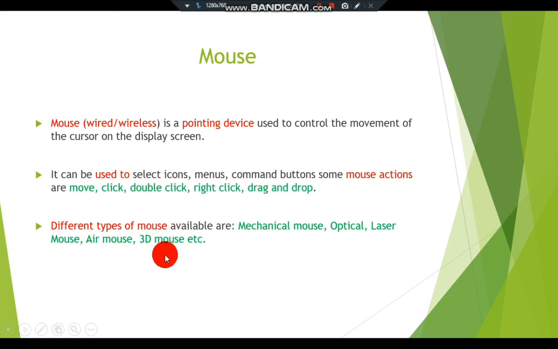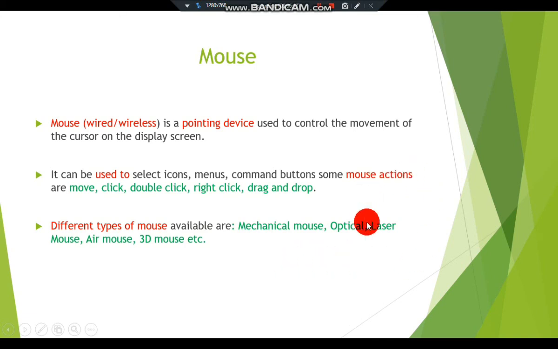There are several different varieties of mouse also available. Now you can see the different types of mouse: mechanical mouse, optical mouse, laser mouse, air mouse, 3D mouse, etc. So these are the different types of mouse available today.